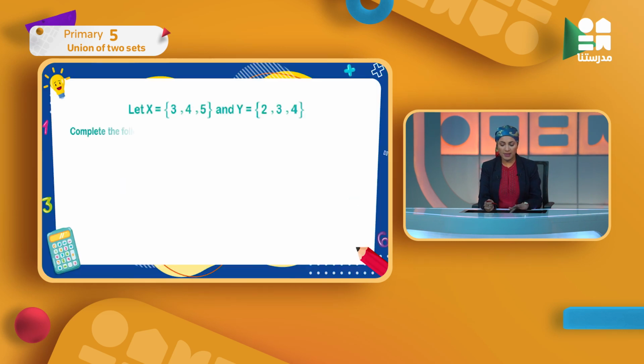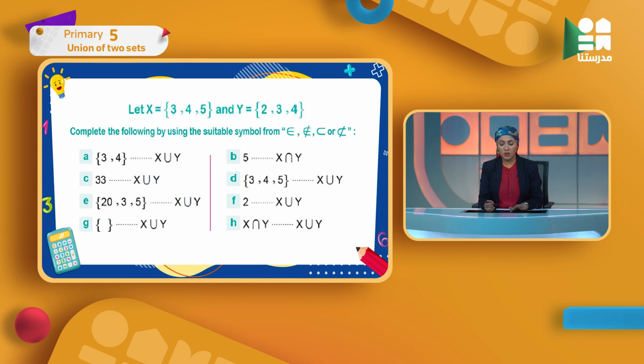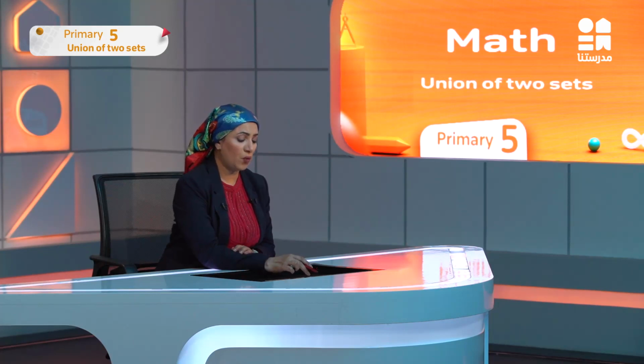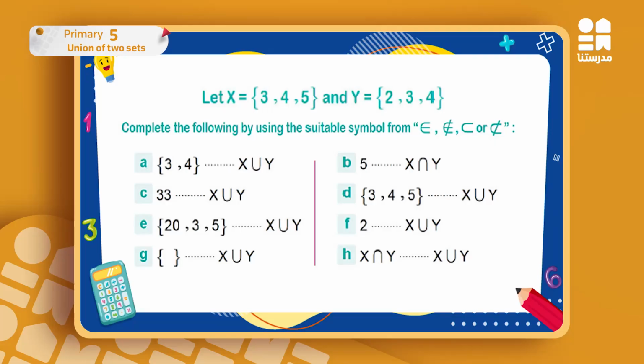Now let's move to this example. Let X equal 3, 4, 5 and Y equal to 2, 3, 4, and I will write belong to, does not belong to, subset and not subset. And remember, belong to and does not belong to, it's between element and a set, while subset and not subset is between two sets. So here in letter A, the set 3 and 4 belongs to, or subset or not subset of X union Y.